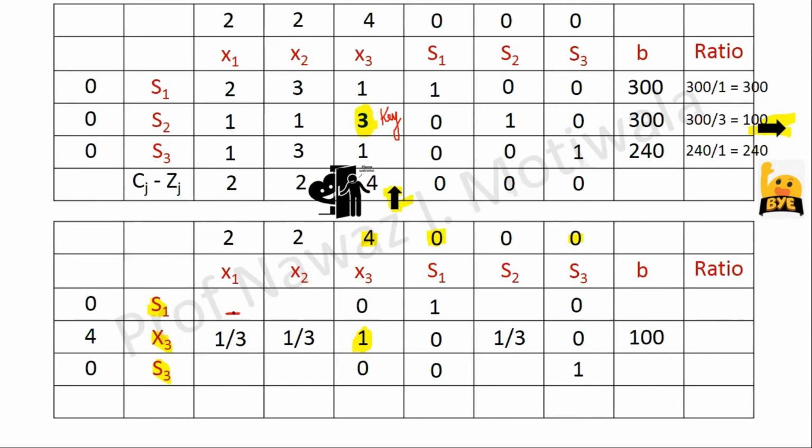We need the answer at this particular position, x1. What will I do? Take the corresponding value, which is this 2. We just need to cross multiply it with the key element. So it will be 2 multiplied by 3, which is 6, minus 1 multiplied by 1. So 6 minus 1 gives you 5. Whatever answer we got, we have to divide it by the key element. So we get 5 divided by the key element, that is 3. So I will get the answer 5 by 3.